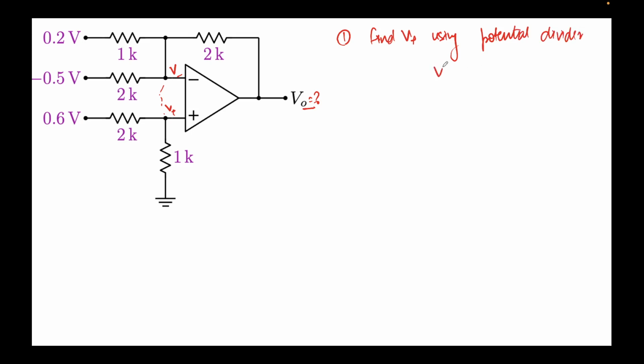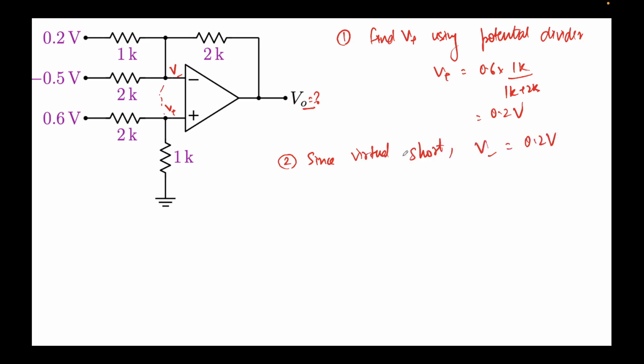So we do that, we find V plus will be nothing but equal to 0.6 times 1k over 1k plus 2k. This will come out to be 0.2 volts. This will be 1 by 3. So V plus is coming out to be 0.2 volts. Now what this would mean is that, since virtual short, V minus is also equal to 0.2 volts, right?